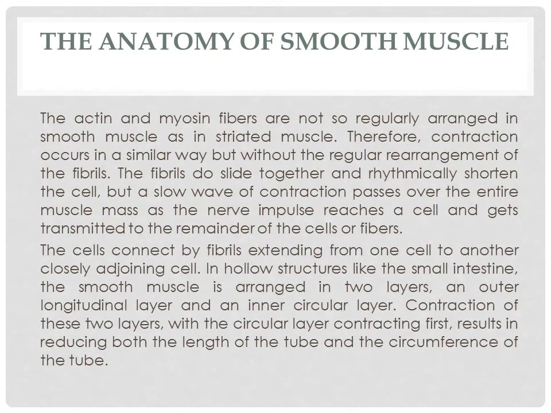The actin and myosin fibers are not so regularly arranged in smooth muscle as in striated muscle. Therefore, contraction occurs in a similar way but without the regular rearrangement of the fibrils. The fibrils do slide together and rhythmically shorten the cell, but a slow wave of contraction passes over the entire muscle mass as the nerve impulse reaches the cell and gets transmitted to the remainder of the cells or fibers.